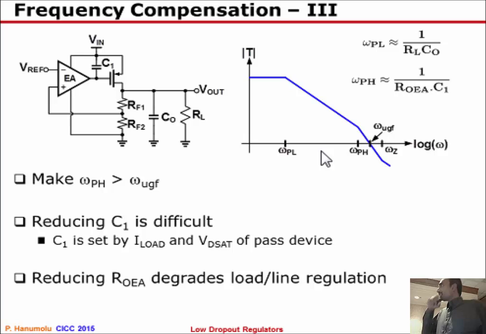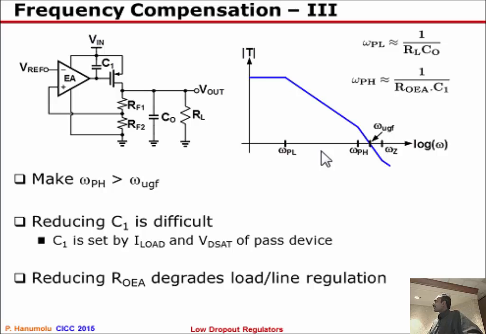Okay, so the third compensation scheme that I would like to discuss is the following. Instead of adding zeros, we would like to now push out the pole frequency to outside the unity gain frequency so that the phase margin requirements are met. So for that, if you look at the poles and pole frequencies, the omega PL is 1 over RL C naught. The high frequency pole, again, I'm still thinking the output pole is dominant, is at the error amplifier output, where C1 includes all the output capacitance of the error amplifier, CGS, and so on and so forth.